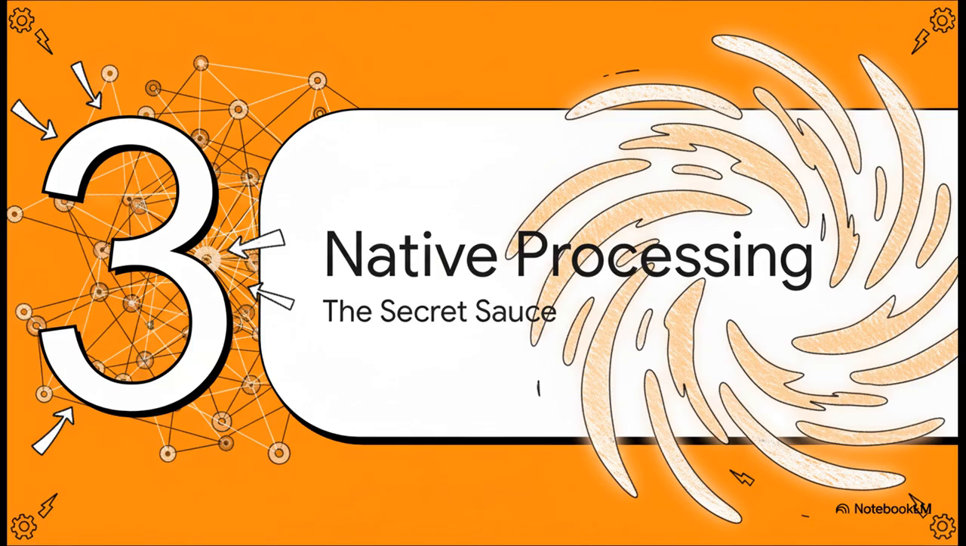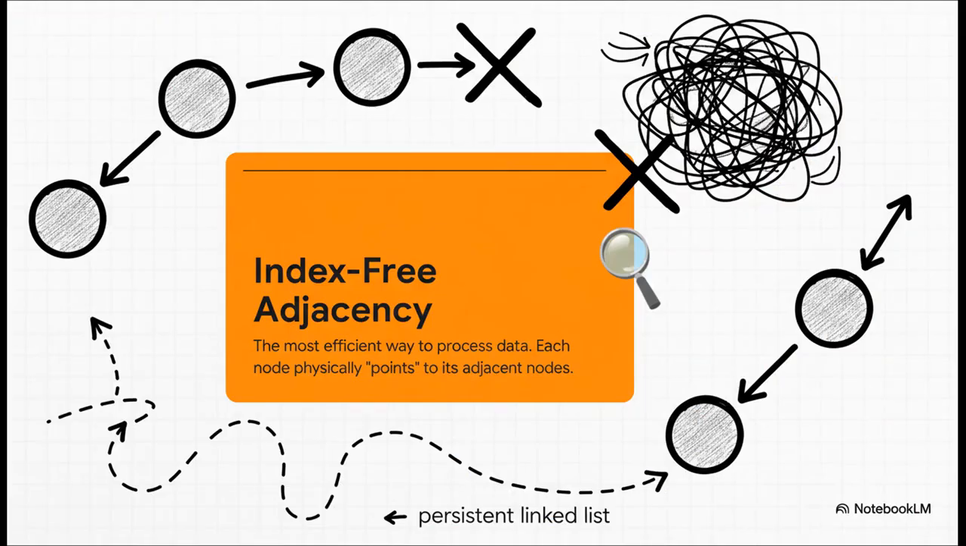Well, the secret sauce is an architectural concept called native graph processing. The key idea here is something called index-free adjacency. So instead of having to look up connections in a massive global index every single time, each node in a native graph database physically stores direct pointers, like actual memory addresses, to its neighbors. Each node knows exactly where its connected nodes and relationships live on the disk.